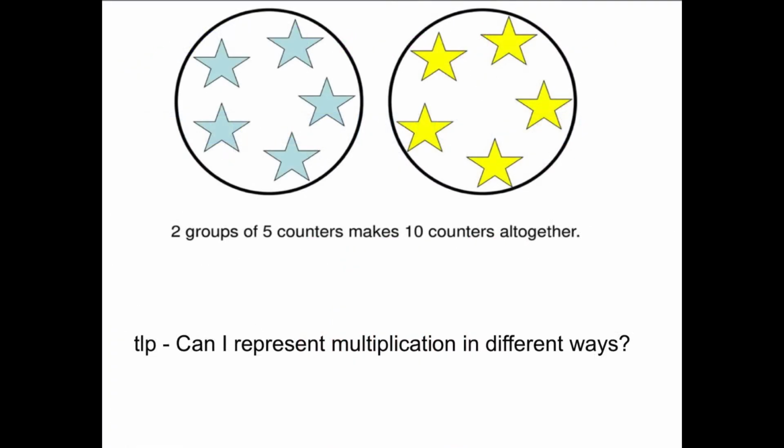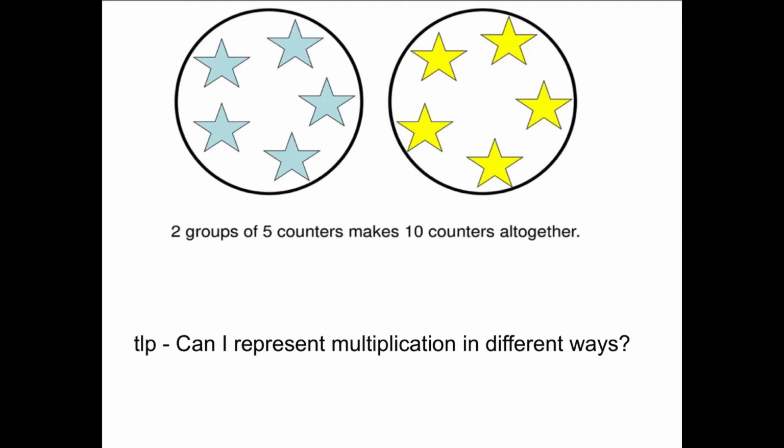So our TRP for this morning is, can I represent multiplication in different ways? Now we have already done that because we've been looking at the book about 10 was a crab and counting crab legs. We've been making pairs of things. Yesterday we were looking at pairs of socks, and we were looking at counters in groups, or at Numicon that we've been using a lot.